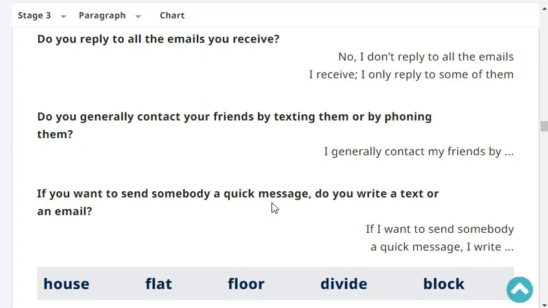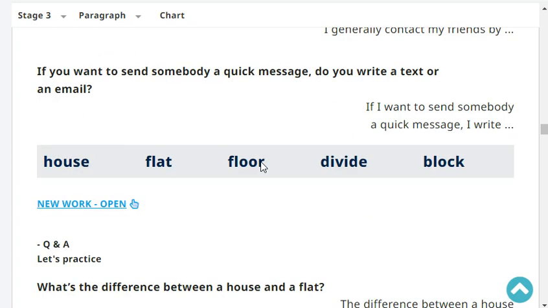If you want to send somebody a quick message, do you write a text or an email? If I want to send somebody a quick message, I write a text. I like text.